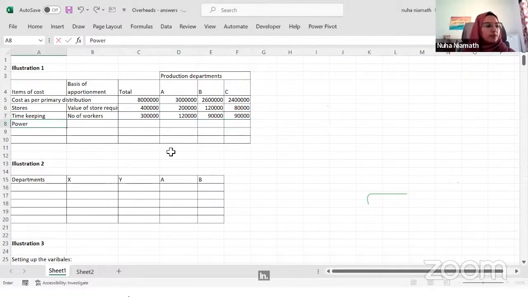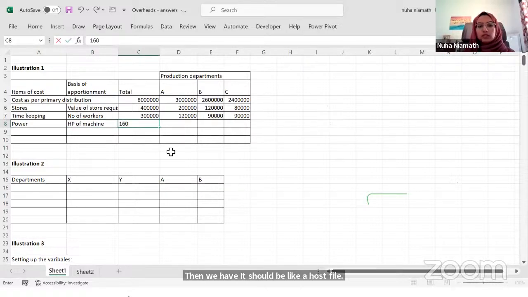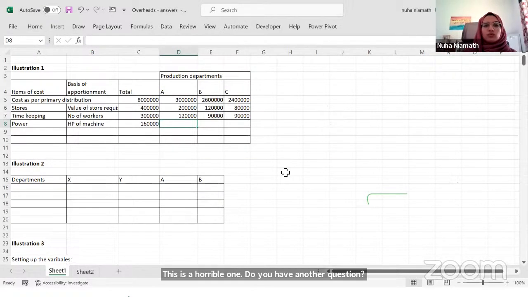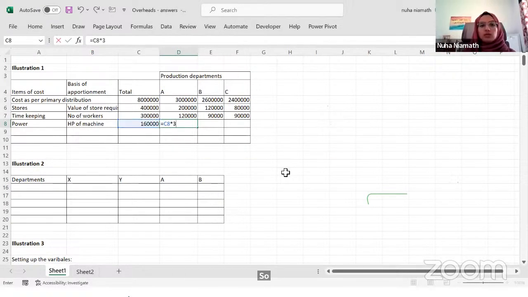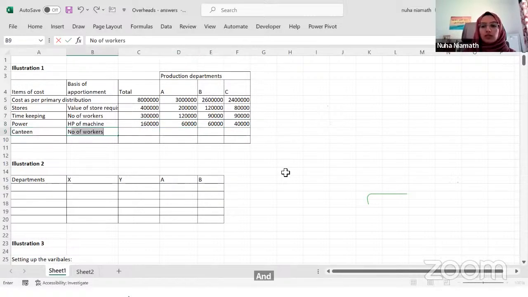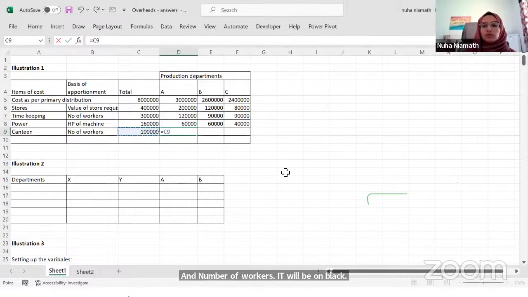Then we have power, which will be on the horsepower of machine. This has a total of 1,50,000 rupees given in the question. Ratio will be 3:3:2. So this will be 3 by 8, again 3 by 8, and 2 by 8. If anybody finds the total answers of A, B, and C, you can put it in the chat box. And last we have canteen. Number of workers. It will be 1 lakh, with the same ratio as above, which we took.